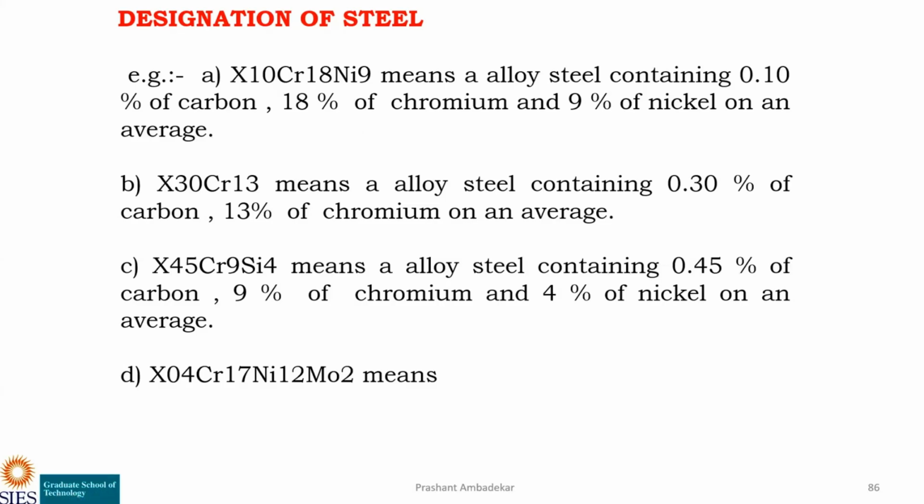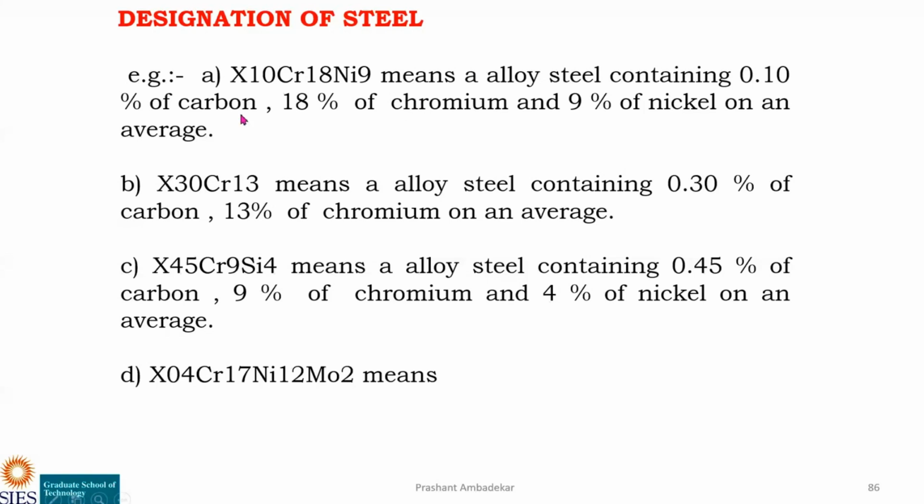Now this does not mean that this high alloy steel contains only carbon, chromium, and nickel. It contains other elements also. But chromium and nickel are the major alloying elements.